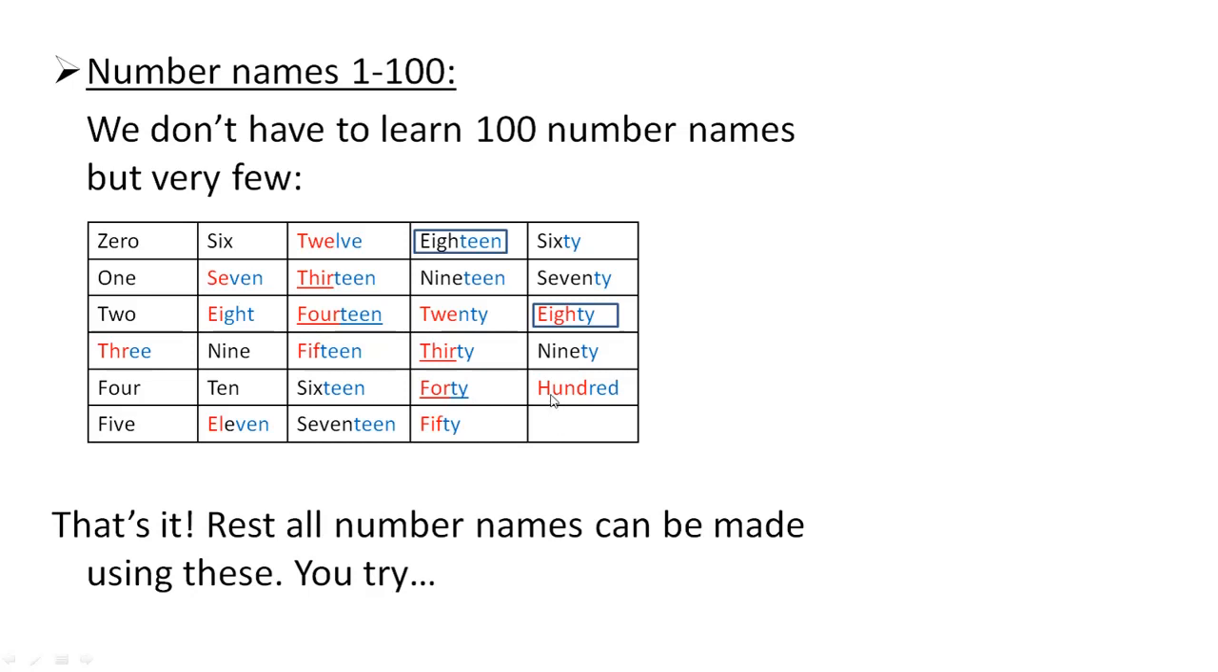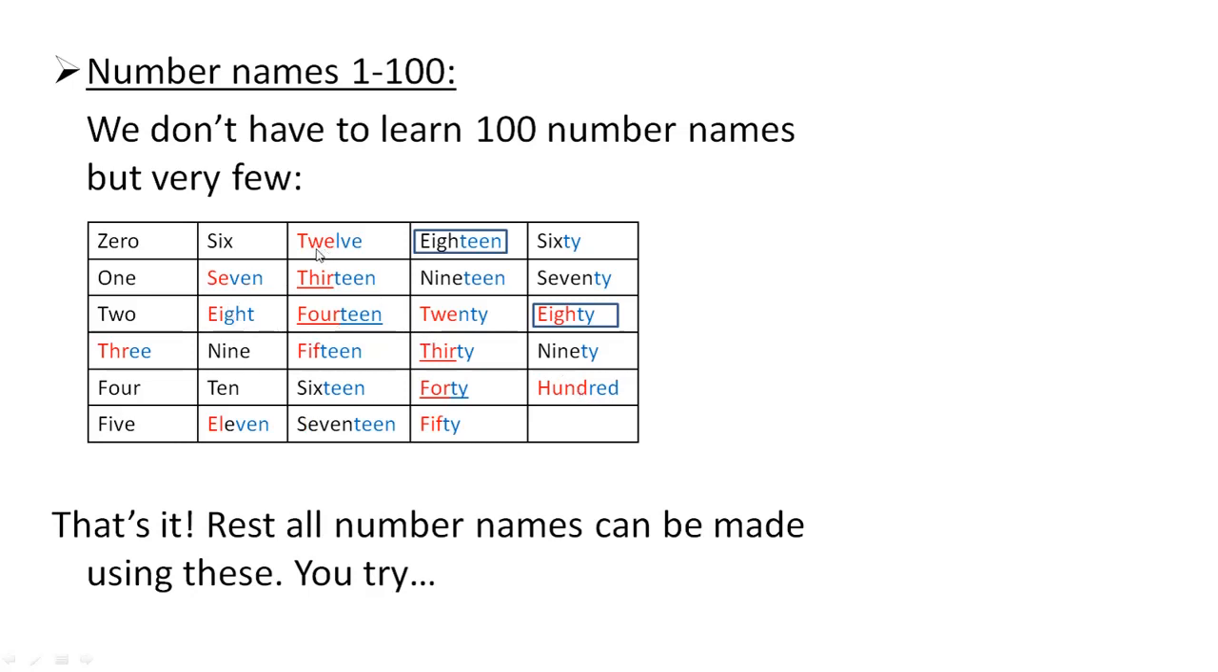Now 100 has a special spelling. Okay, the rest we have 7T, 6T, right? Okay, now 19 is also important. It is 19, 9T. Okay, so learn these spellings.